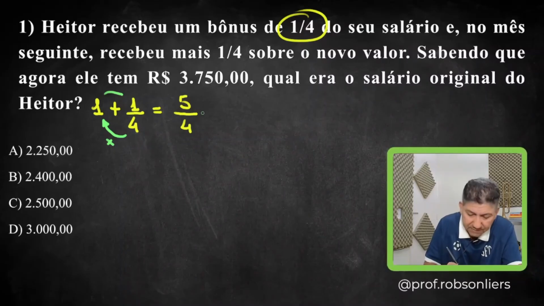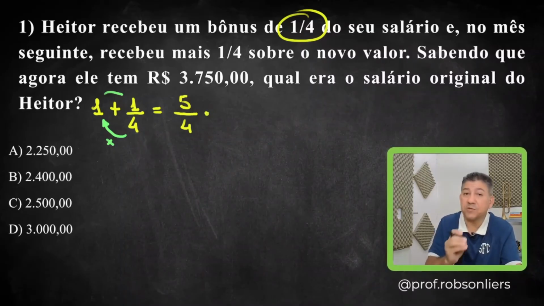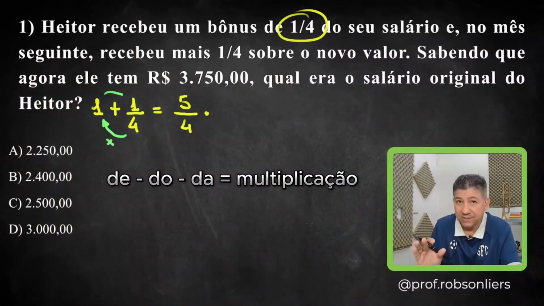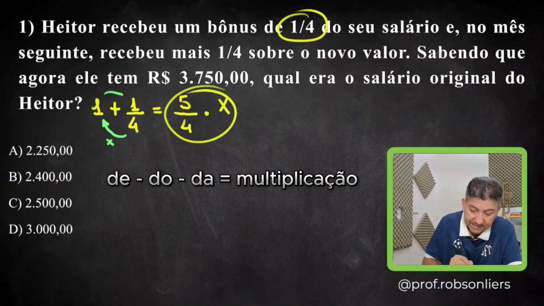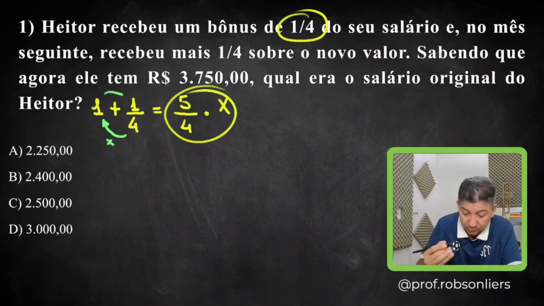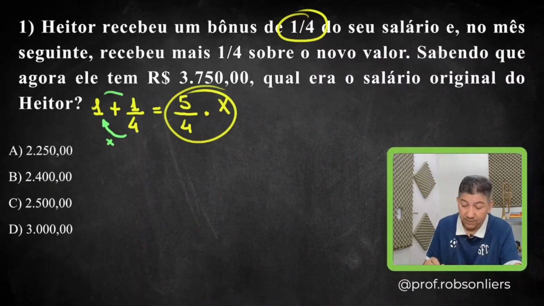Should I represent the salary as x? 5/4 of the salary. The preposition "of" in math means multiplication. So 5/4 of the salary, which I'm going to represent as x, okay? This here is the salary after the first raise. Then the question says this, look, in the following month, he received another quarter on top of the new amount.